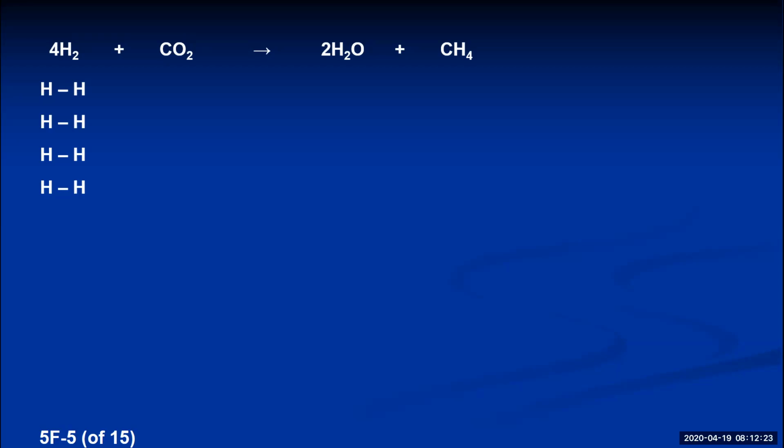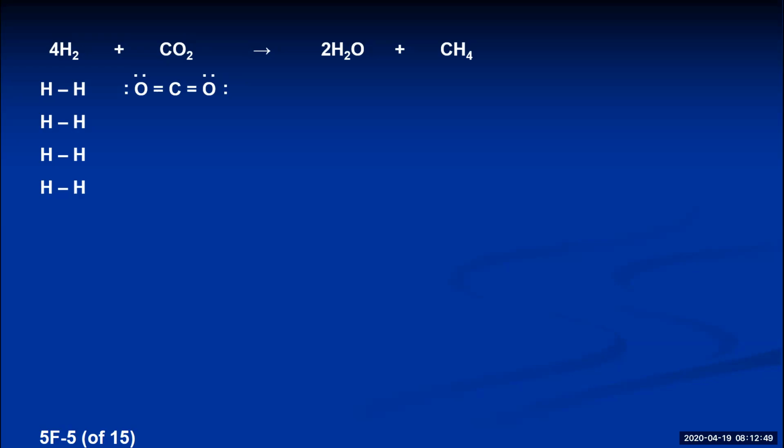we're going to have to apply enough energy to break 4 hydrogen-hydrogen single bonds. For the carbon dioxide molecule, the carbon has 4 valence electrons. The oxygens have 6 each. That adds up to 16. So the Lewis structure would have to contain 16 valence electrons. And in order to give octets for all 3 atoms, you would have to have a double bond to the left oxygen and a double bond to the right oxygen. This is the correct Lewis structure for CO2.